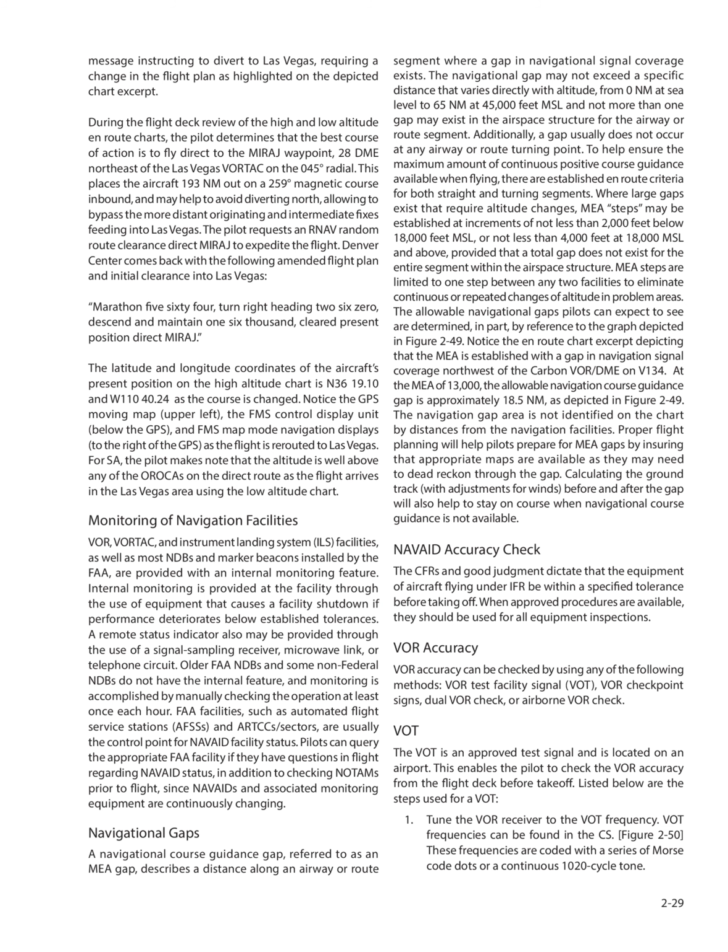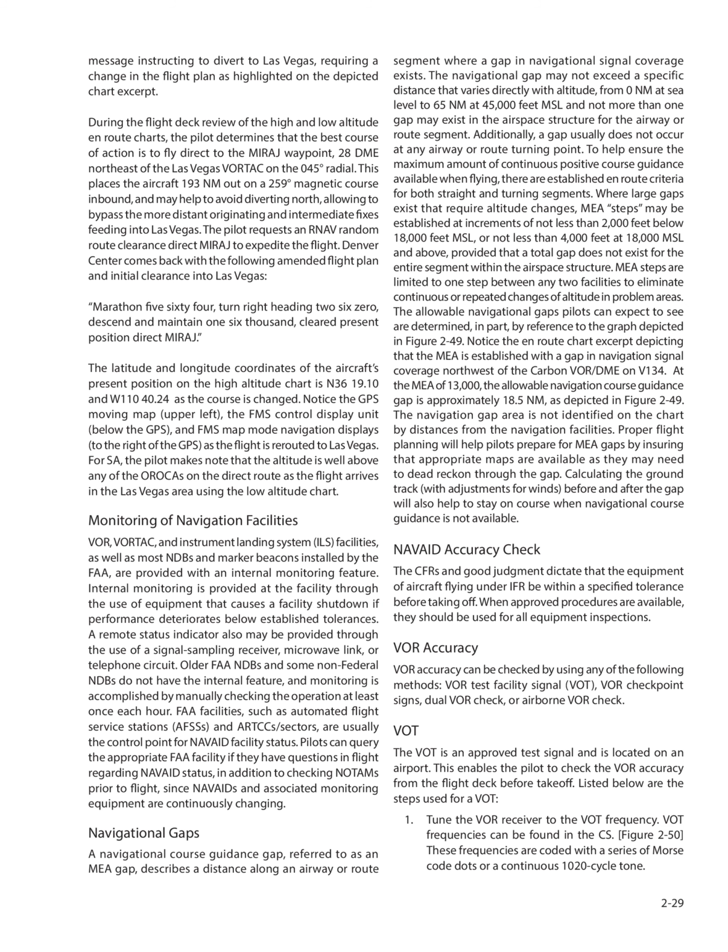Navigational gaps. A navigational course guidance gap, referred to as a MEA gap, describes a distance along an airway or route segment where a gap in navigational signal coverage exists. The navigational gap may not exceed a specific distance that varies directly with altitude, from 0 nautical miles at sea level to 65 nautical miles at 45,000 feet MSL, and not more than one gap may exist in the airspace structure for the airway or route segment. Additionally, a gap usually does not occur at any airway or route turning point.